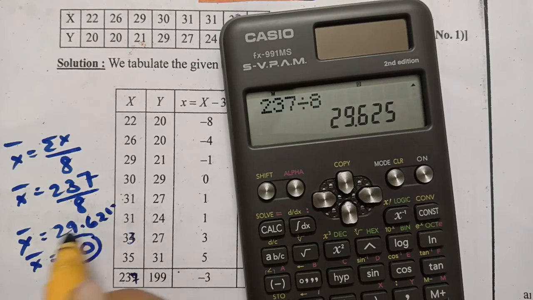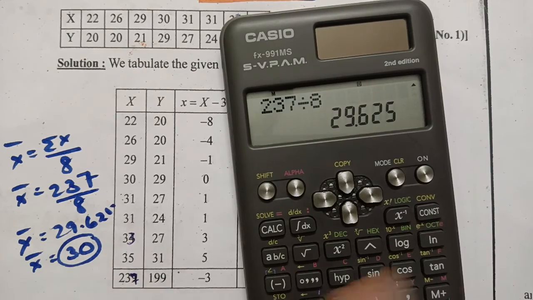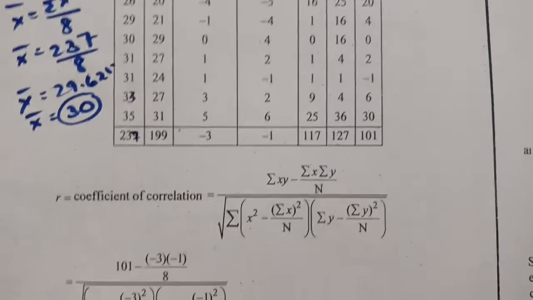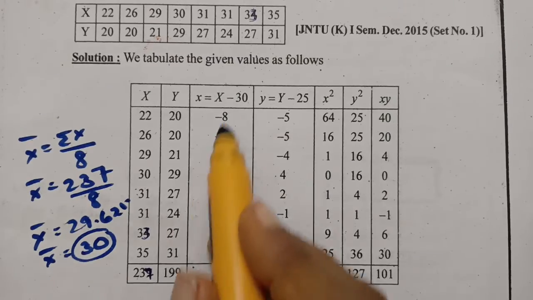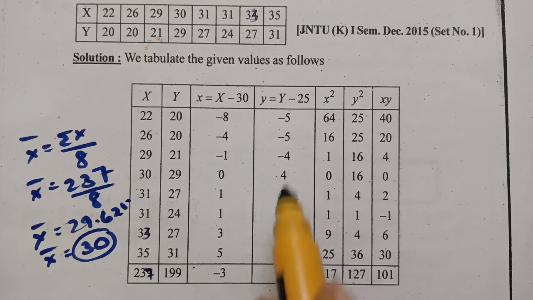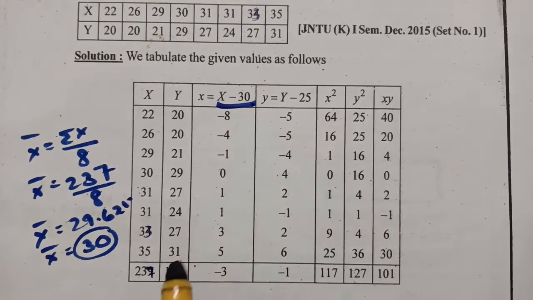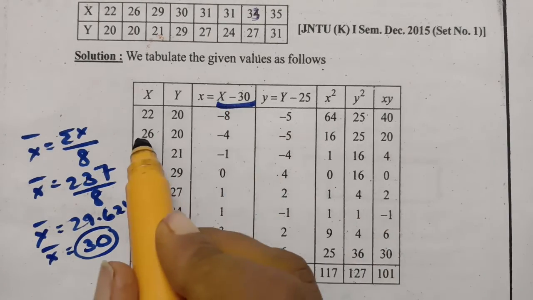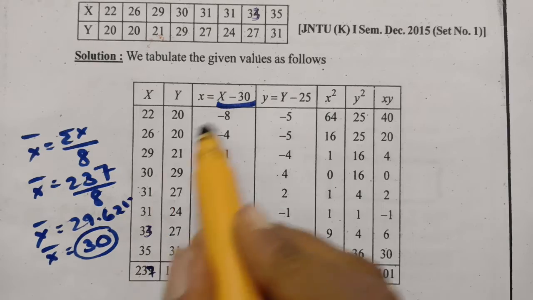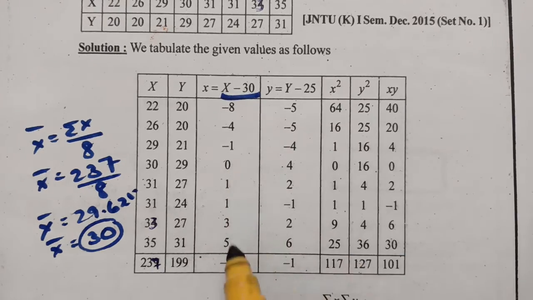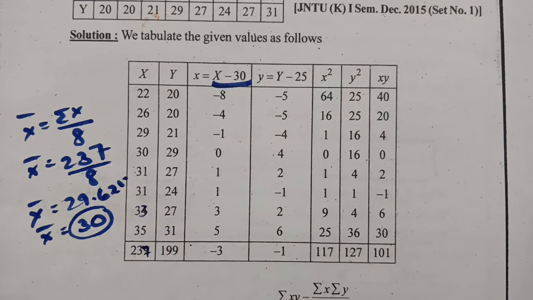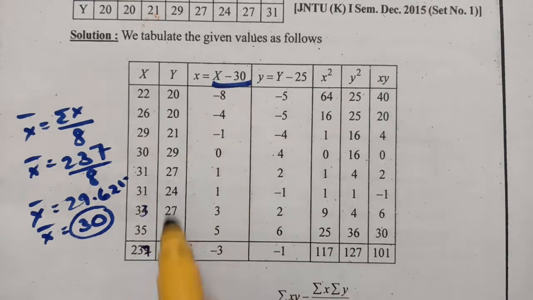As this is a fraction which is not a whole number, we are going to use the assumed mean. I'll explain. From each and every value of x, I'm going to subtract 30. That is 22 minus 30 is minus 8, 26 minus 30 is minus 4, 29 minus 30 is minus 1, 30 minus 30 is equal to 0, and 31 minus 30. Like that you have to fill this column and make an addition out of this. And the next one is the y series.